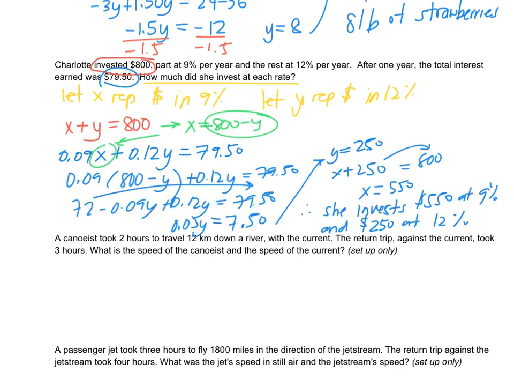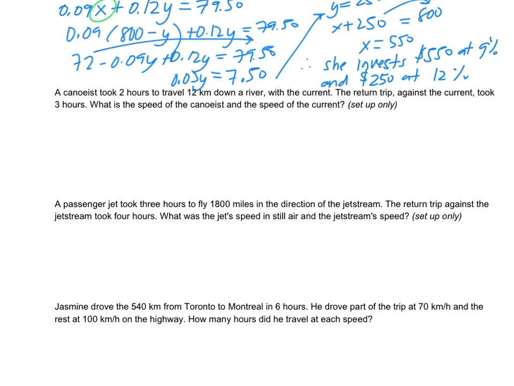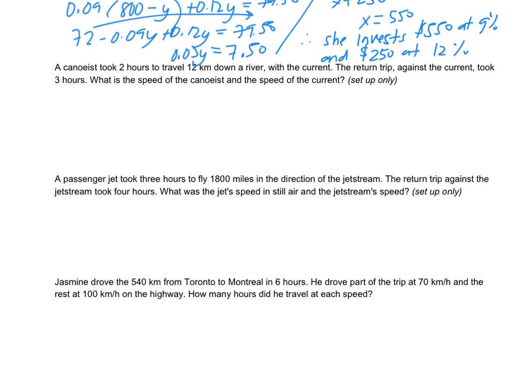All right, so this is what we should have had. 550 at 9%. And 250 at 12%. So I chose to do substitution, but elimination would have been perfectly fine. All right, let's set up a few more and then that's it. So the next three examples are all distance, speed, time related.